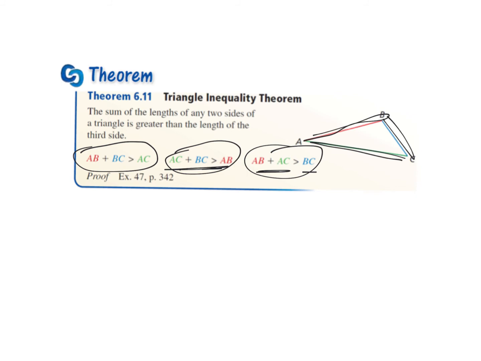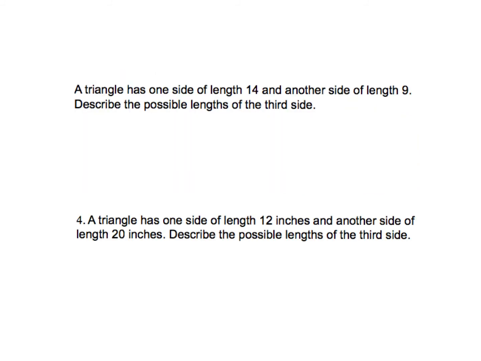So what we're going to do next is look at, if I give you 2 sides of a triangle, what does that third side have to be in order to make it a triangle? Okay, so we have here, a triangle has one side length of 14 and another side length of 9. Describe the possible lengths of the third side, and in order to describe that, we are going to use a compound inequality. And I'll talk about what that is in just a second, just in case you don't remember.